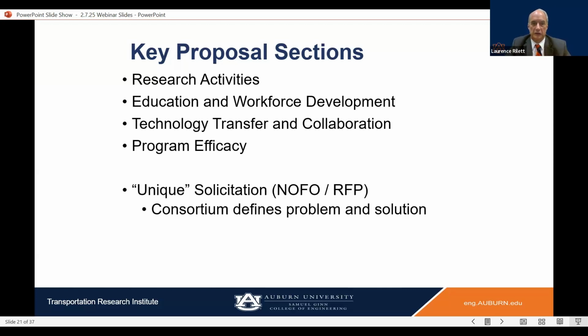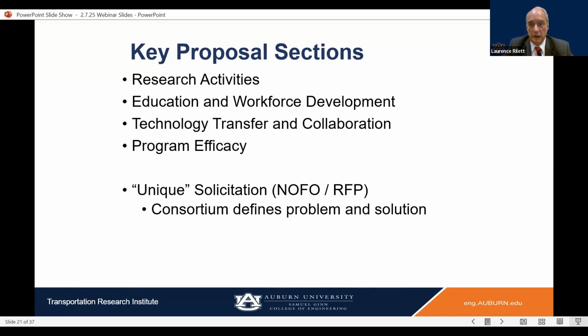I did write on here, it's a unique solicitation. So the notice of funding opportunities or the request for proposals. If you're used to dealing with NOFOs and RFPs, a lot of times the agency will say, here's what we want. We want someone who can work on this particular problem.